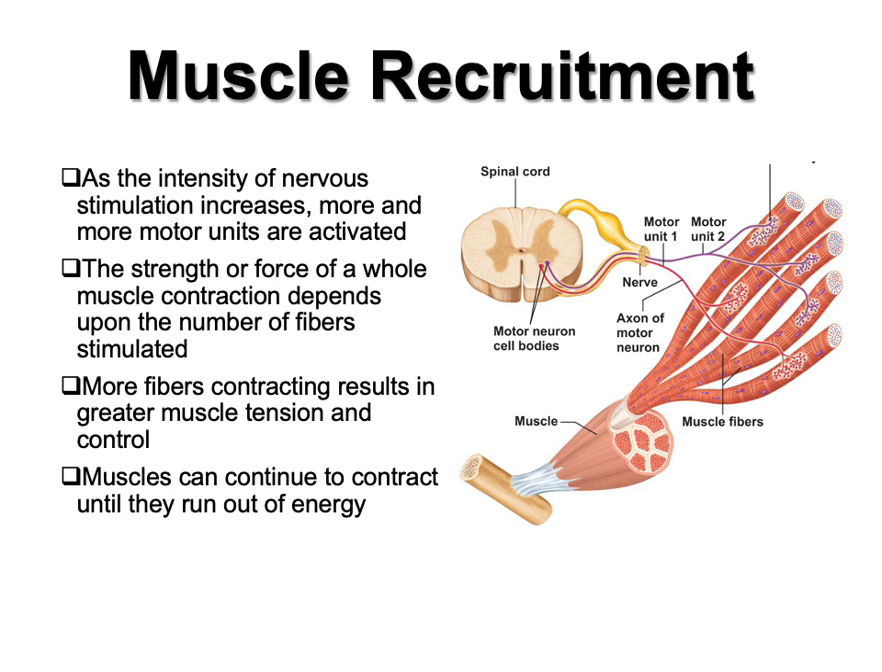Muscle recruitment. As the intensity of nervous stimulation increases, more and more motor units are activated. The strength or force of the whole muscle contraction depends on the number of fibers stimulated. More fibers contracting results in greater muscle tension and control. Muscles can continue to contract until they run out of energy. So I'm going to paraphrase some of what all of this says.